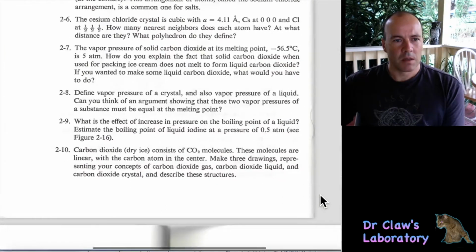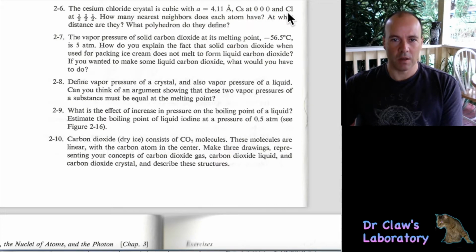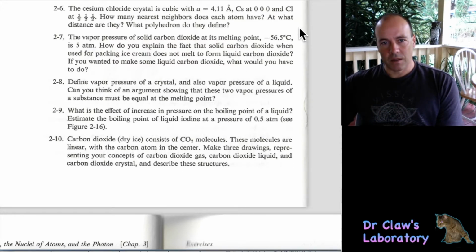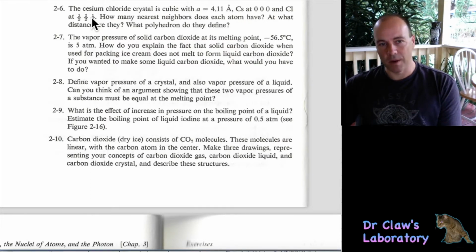Problem 6 deals with cesium chloride crystals. The cesium chloride crystal is cubic with edge length 4.11 angstroms, cesium at the origin, and chloride in the exact middle. How many nearest neighbors does each atom have? At what distance are they? What polyhedron do they define? So this lattice is more simple than the previous cases. There is only 1 cesium per unit cell and also 1 chloride.